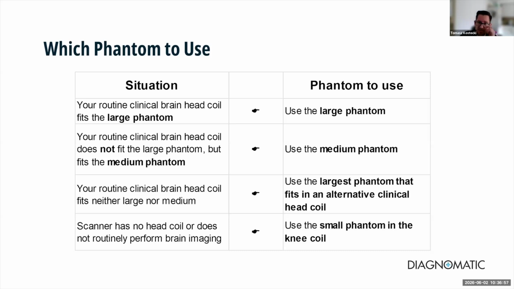As shown in the table, ACR phantoms are available in three sizes: large, medium, and small. We are currently working on the small phantom, so it's not yet available. To keep the presentation clear, I will omit the small phantom and focus on the large and medium ACR phantoms. This table shows how to select the right phantom for the particular MRI site. The general rule is to use the largest ACR phantom that fits inside the head coil used for clinical brain imaging.